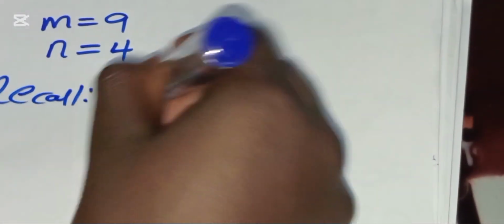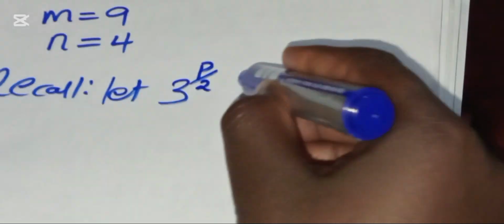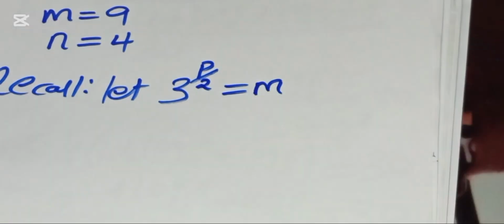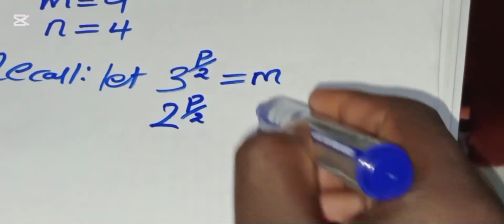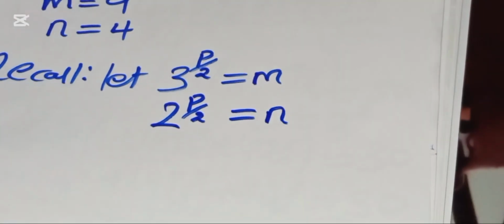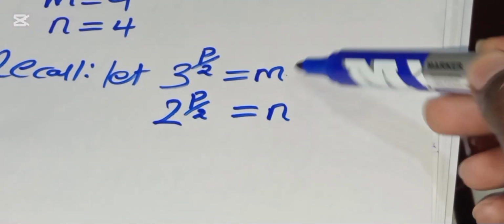Now we have the value of m equal to 9 and the value of n equal to 4. If you recall, we assumed that 3 raised to power p over 2 is equal to m, and we said let 2 raised to power p over 2 be equal to n. So let's substitute the values of m and n respectively.